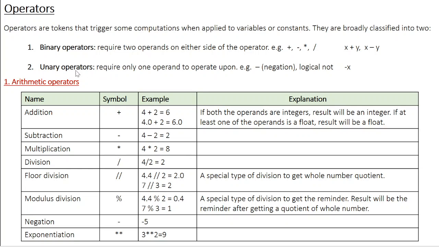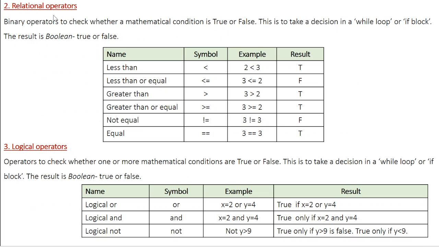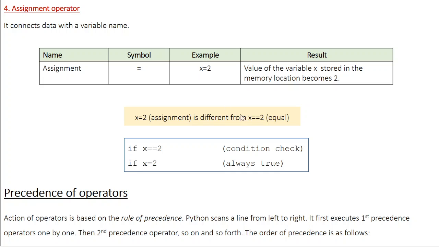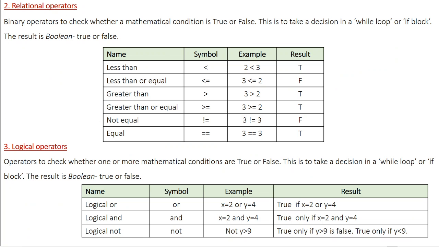And you also have unary operators, which require only one operand to operate upon. For example, negation, like minus x. Here you have only one operand. Similarly, there is logical not. Depending on the functionality, operators are divided into four categories: arithmetic operators, relational operators, logical operators, and finally assignment operator. Let's discuss one by one.